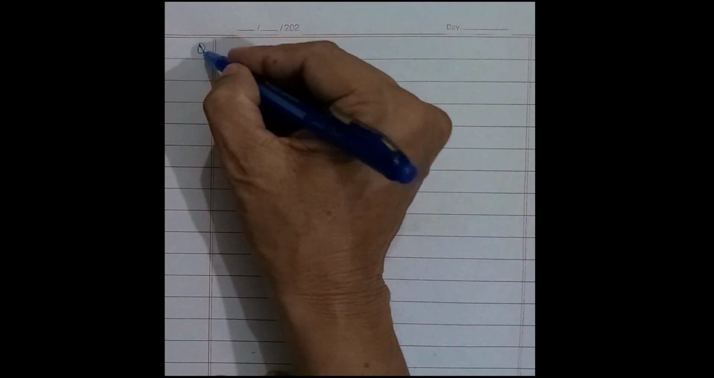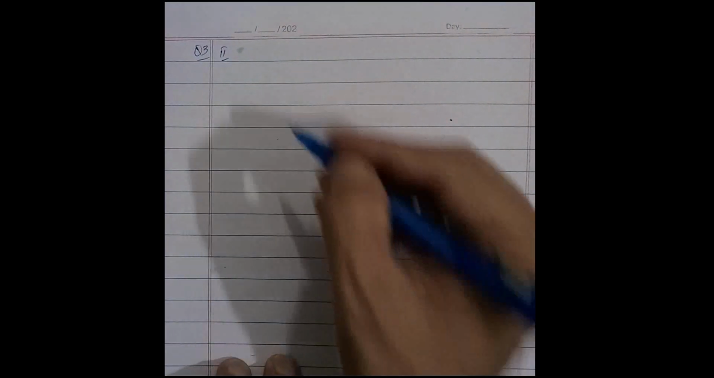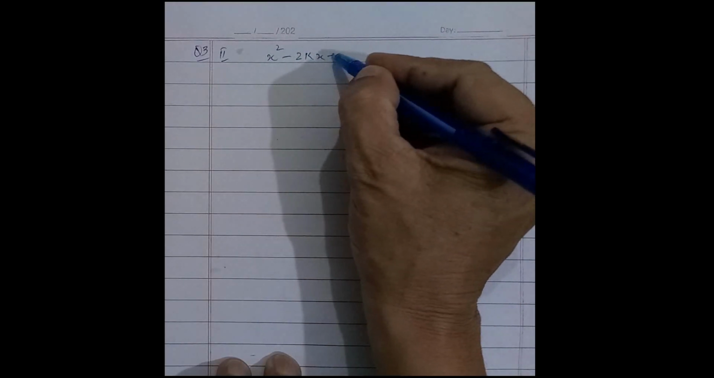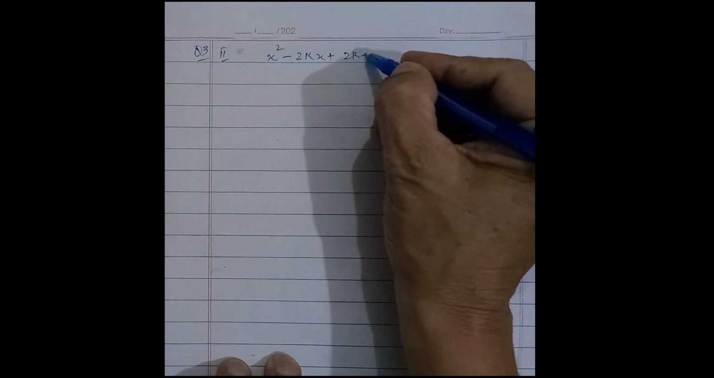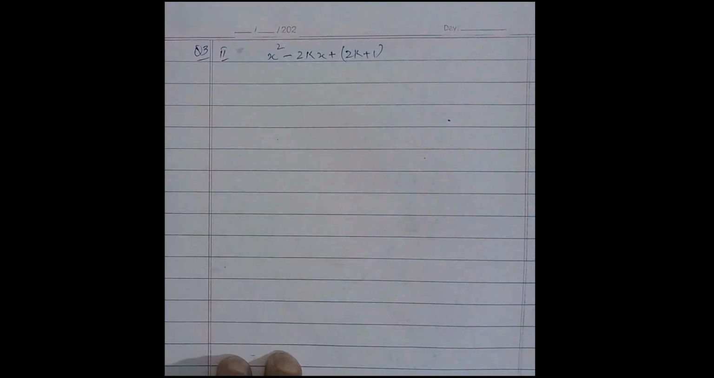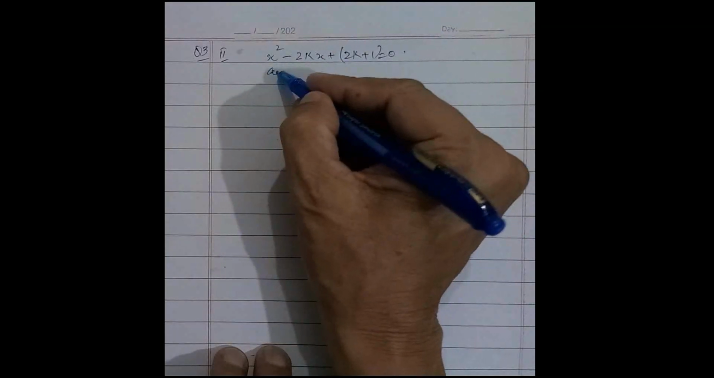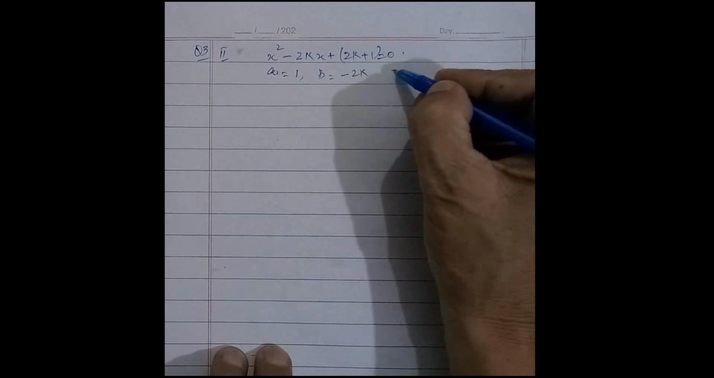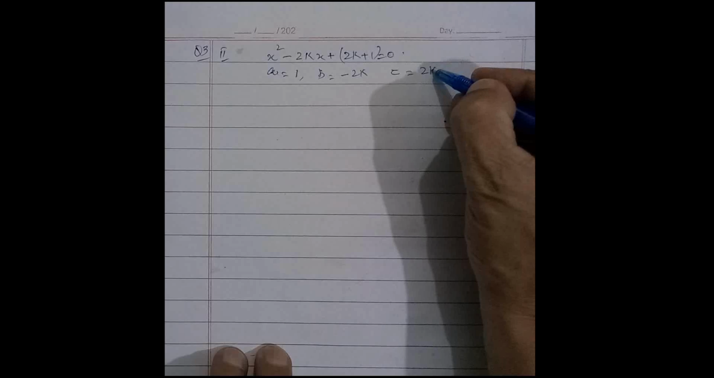In the second part of question 3, the equation is x² − 2kx + 2k + 1 = 0. We first take the roots, and the sum and product of roots. In this question, a is equal to 1, b is equal to −2k, and c is equal to 2k + 1.